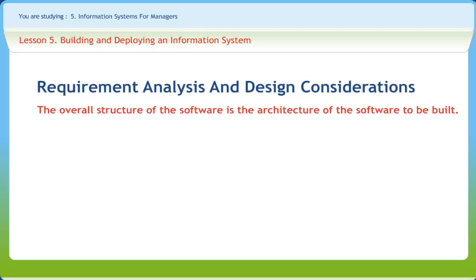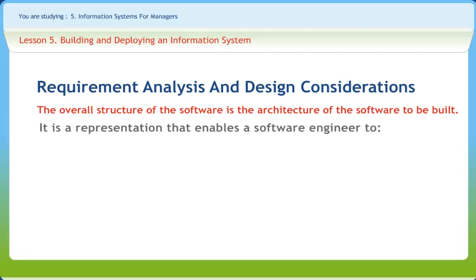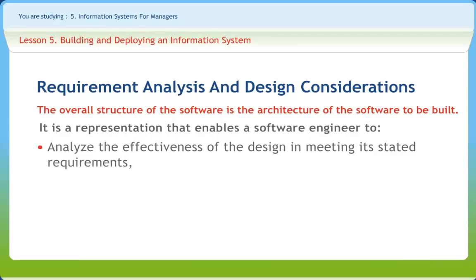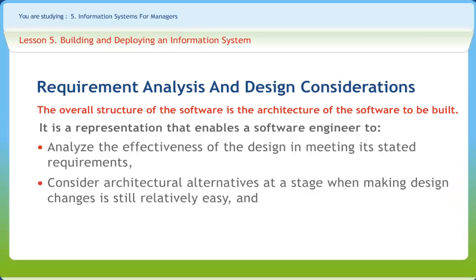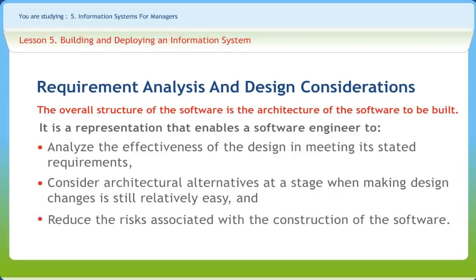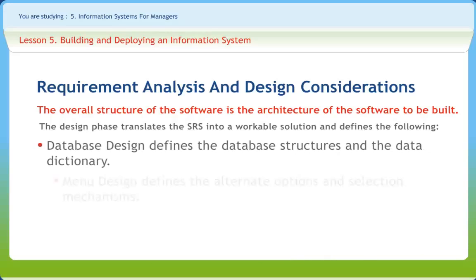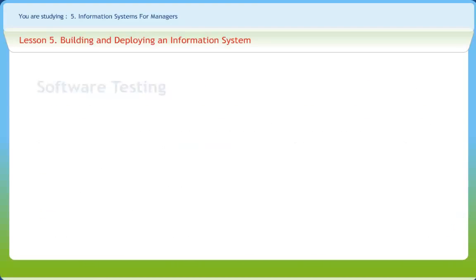The overall structure of the software is the architecture of the software to be built. It is a representation that enables a software engineer to analyze the effectiveness of the design in meeting its stated requirements. Consider architectural alternatives at a stage when making design changes is still relatively easy, and reduce the risk associated with the construction of the software. The design phase translates the SRS into a workable solution and defines the database design, menu design, and input design.